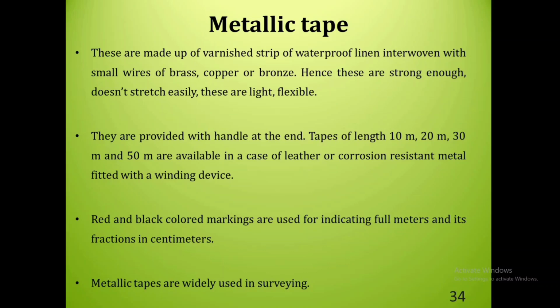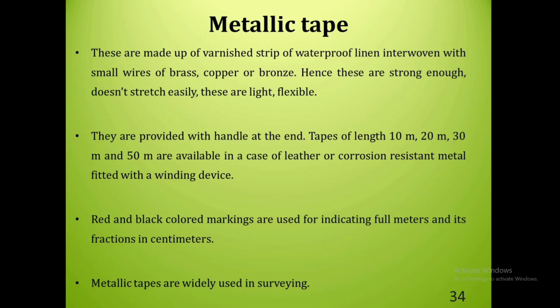The next one is metallic tape. In order to overcome the drawback of linen tape, metallic tapes are used. In comparison to linen tape, it is very light, flexible and also strong, and it will not stretch easily. These are made of a varnished strip of waterproof linen interwoven with small wires of brass, copper or bronze. That's why it is stronger than the linen tape.